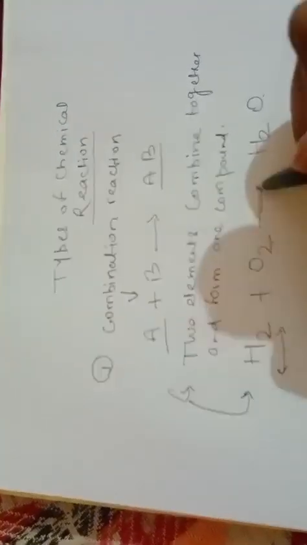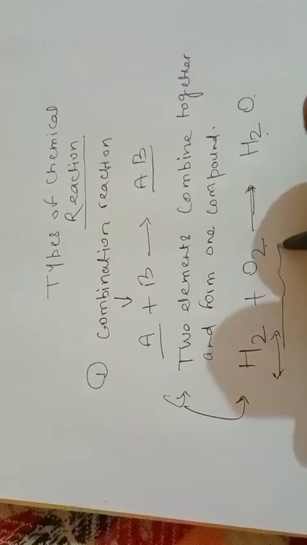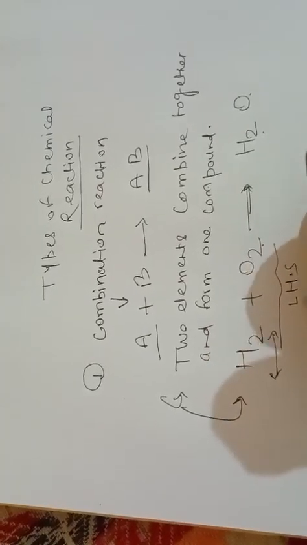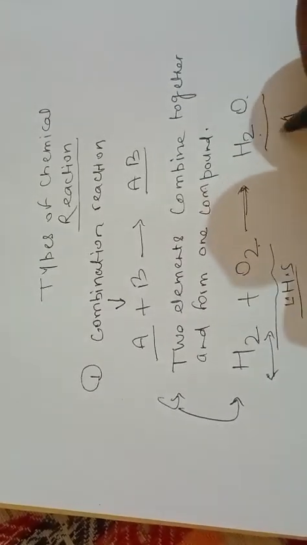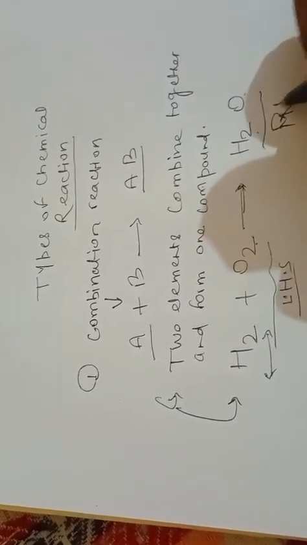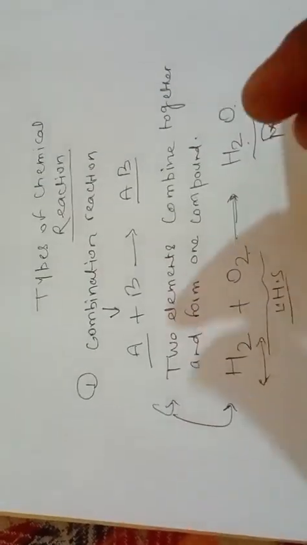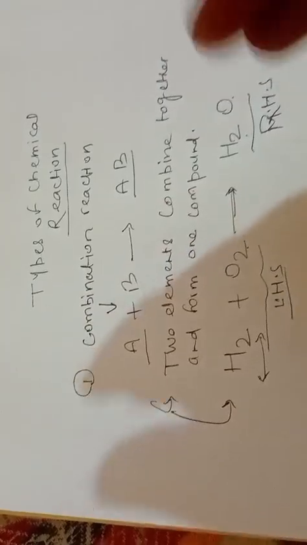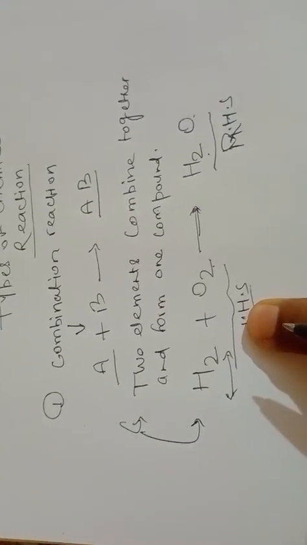So we try to balance the equation on both sides. This side we call LHS, left hand side, and this side is called RHS, right hand side, same as our hands, because this side our right hand comes and this side our left hand comes.